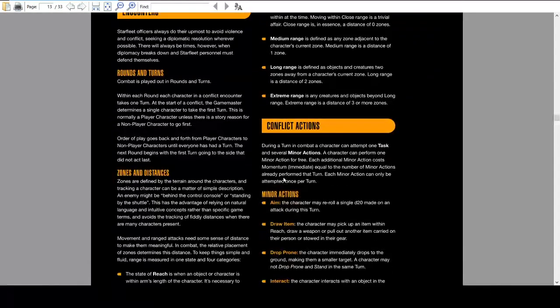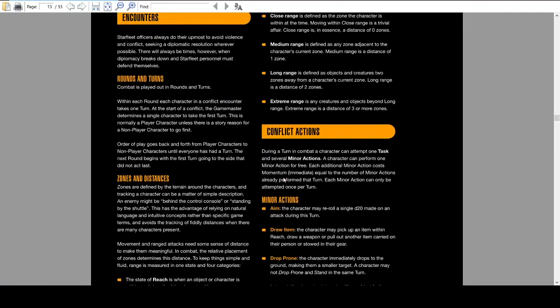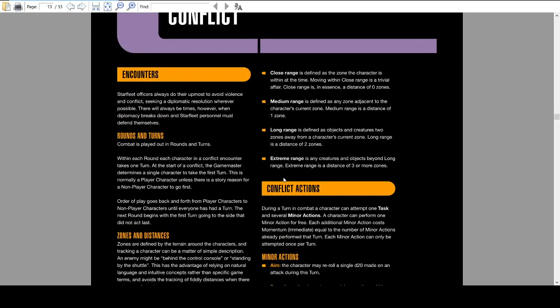You have, obviously, the closest one to you is close, followed by medium, long, and extreme. You can just envision them as four different zones, and where your character is relative to which zone the other characters, NPCs or otherwise, are in. So it's still a relative-based system, in the sense that different characters are in different zones relative to each other.